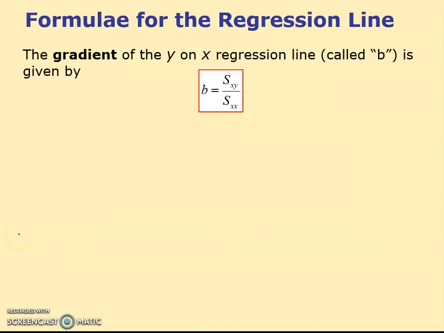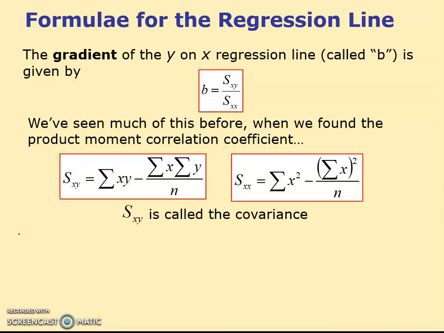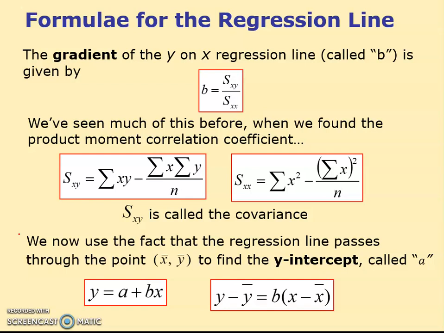The formula I showed you was that the gradient of the line, called b, is simply Sxy divided by Sxx. And we've seen those before. They're the formulas which we're going to use in a bit. I also mentioned that I do this little trick where I use y minus y bar equals b(x minus x bar). You don't see this in the formula book and you don't see it in any textbooks, but I think it's the easiest way to do it because you already use this formula in A-level maths in the pure part.